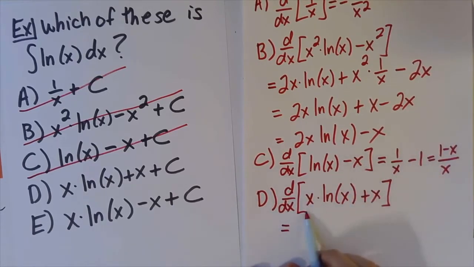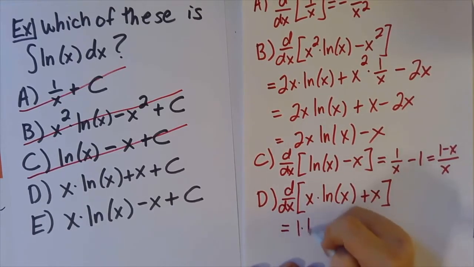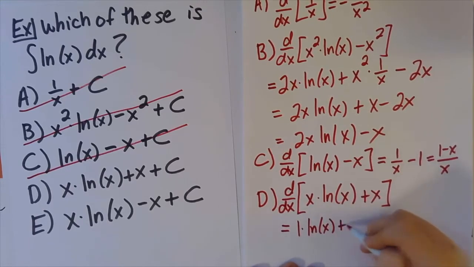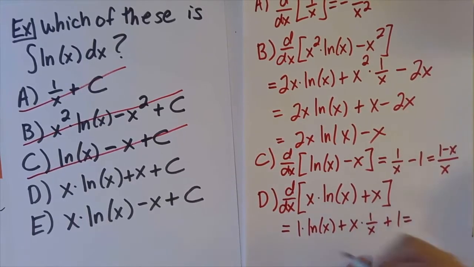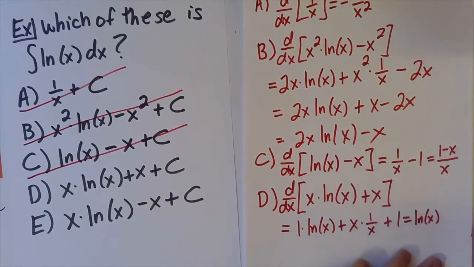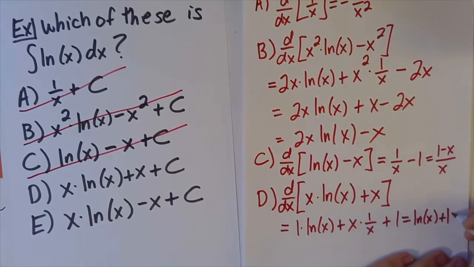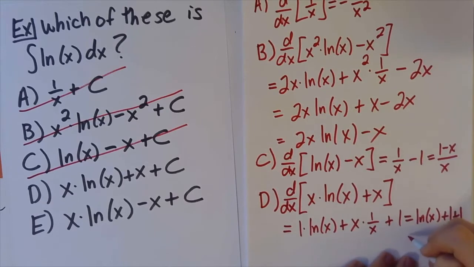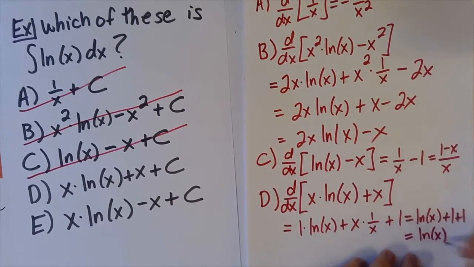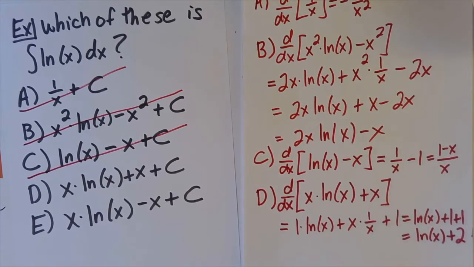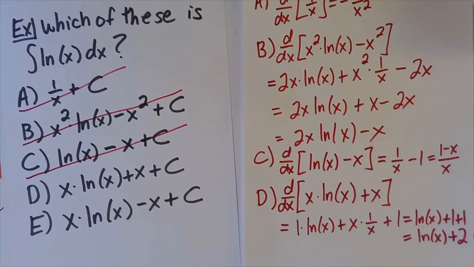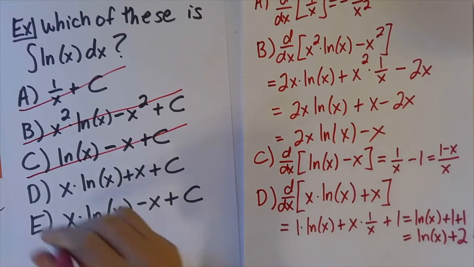Okay, so here I take the derivative with the product rule. So this is 1 times the natural log of x plus x times 1 over x plus 1. And so this looks good because there's a natural log of x here. Plus 1 plus 1. So this is actually the natural log of x plus 2. Well, that one was super close, but the natural log of x plus 2 is not the same as the natural log of x. So it's not that one.